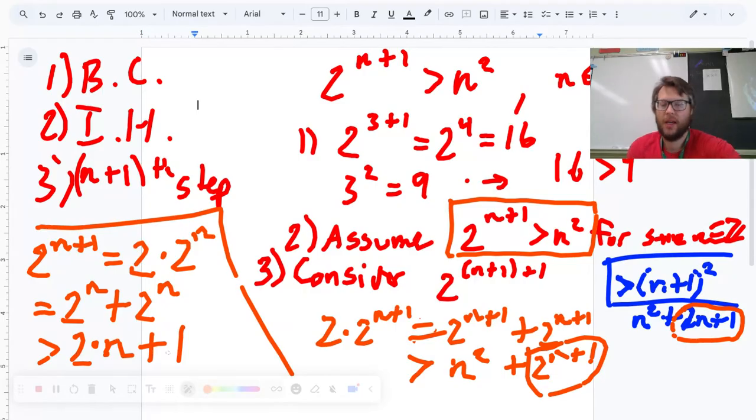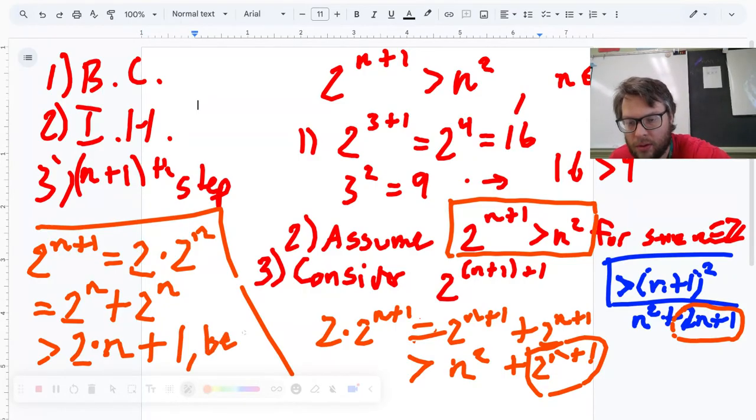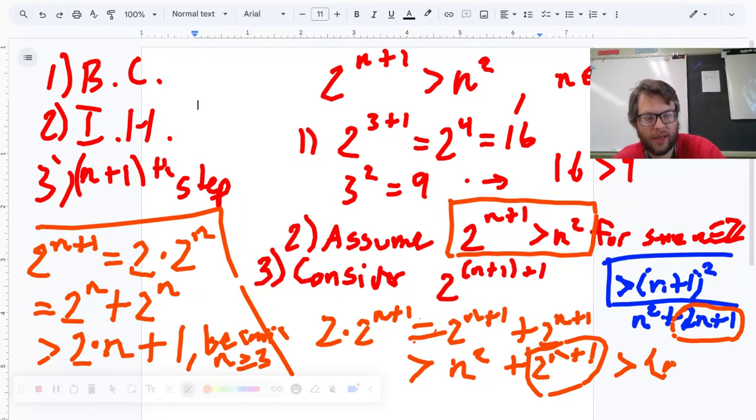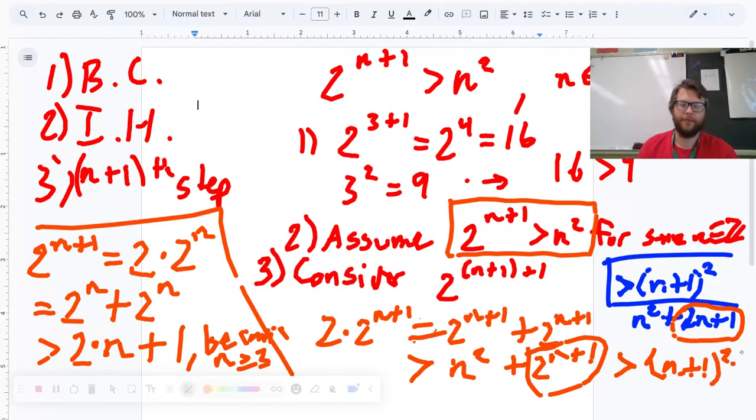Because n is greater than or equal to 3. We know n is greater than or equal to 3, so 2 to the third is bigger than 2 times 3. 2 to the fourth is bigger than 2 times 4. So we can say that this is greater than the entirety of n plus 1 squared.